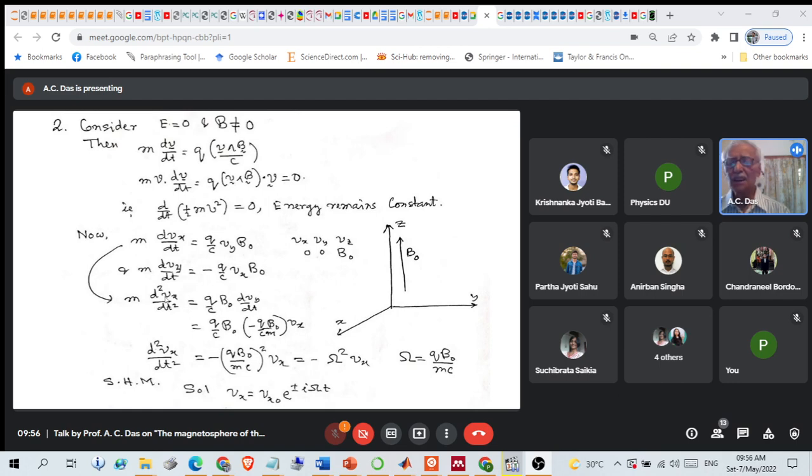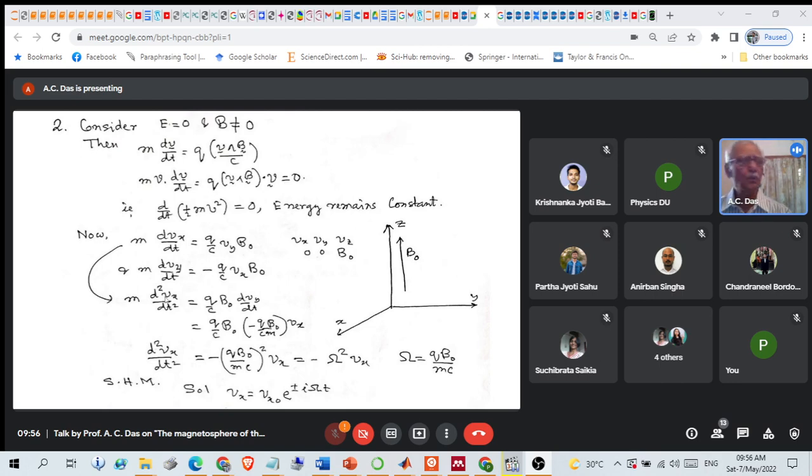Physically, you can also understand this because the force acting on the particle is perpendicular to its motion. And when there is a force perpendicular to the velocity, there is no work done. And if there is no work done, then there is no change in energy. So that's the physical meaning of that, and therefore we can proceed further.